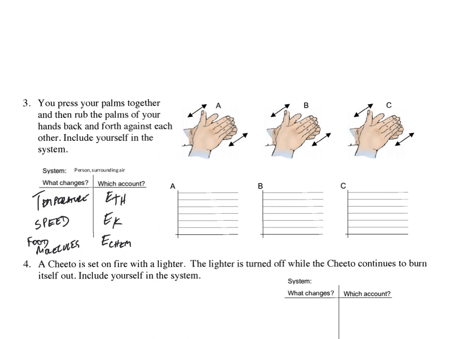Ooh, I forgot to tell you guys that sometimes we just draw a dotted line around our system on the diagram to help us see what we're talking about when we talk about our system. Okay, so there's my accounts. I'm going to put these down here: thermal energy, kinetic energy, chemical.